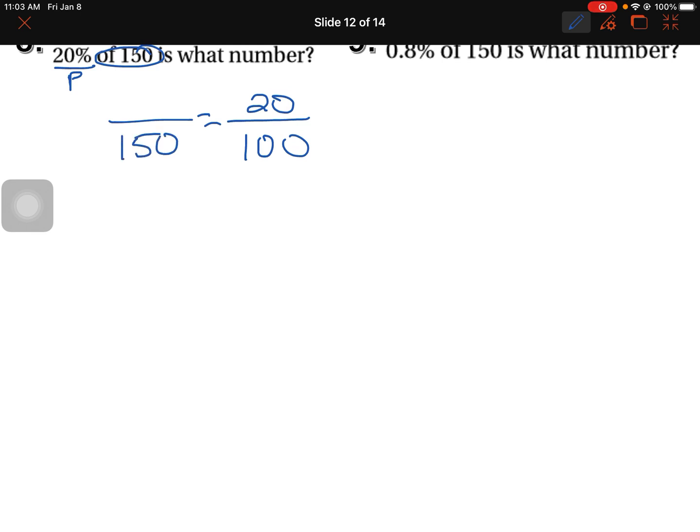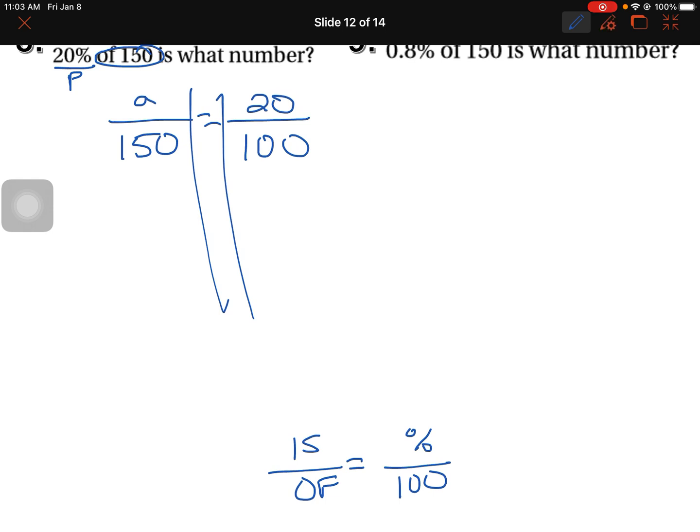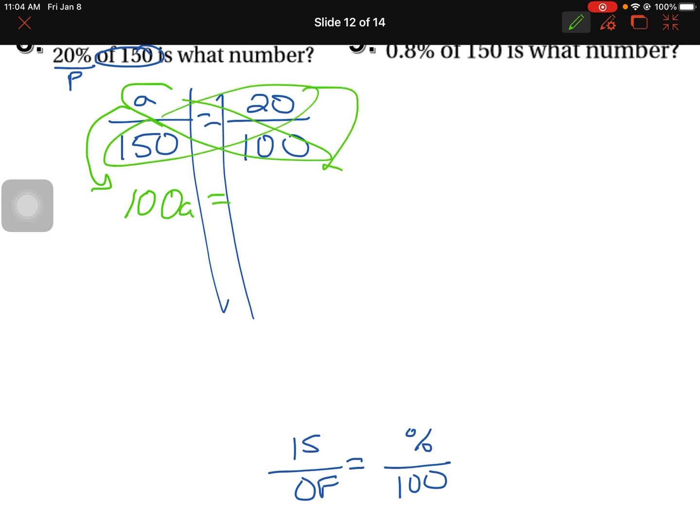Now, I want to remind you, notice on this slide, we don't have the little helpful reminder. So what I would recommend you do is you write is over of equals the percent out of 100. You can write that somewhere to remind you that's what you're looking for. And this time we're missing our is, which is our A. And so we're going to go ahead and set up our cross products. And we have 100 times A equals 20 times 150, which is 3,000.